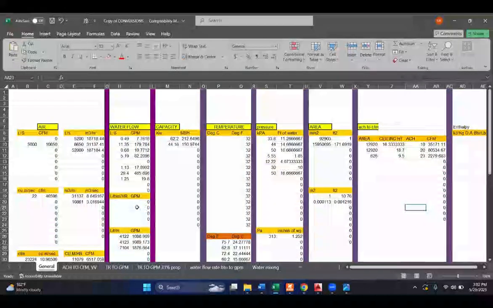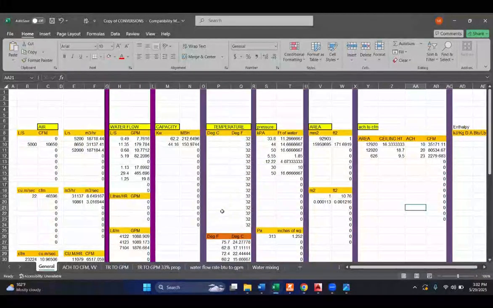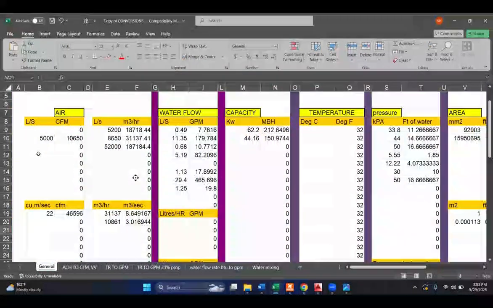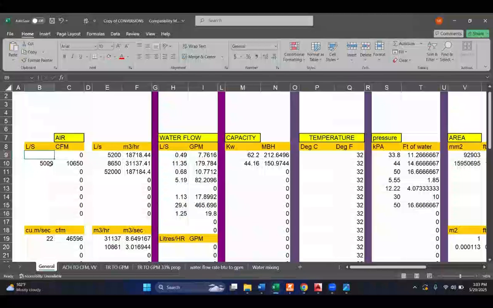Welcome to the video. This is a unit converter which I have prepared in Microsoft Excel, and it is a very useful converter for mechanical HVAC engineers. For air, you can see here we have liter per second to CFM conversion. All we have to do is to enter our liters per second, and it gives us the CFM.